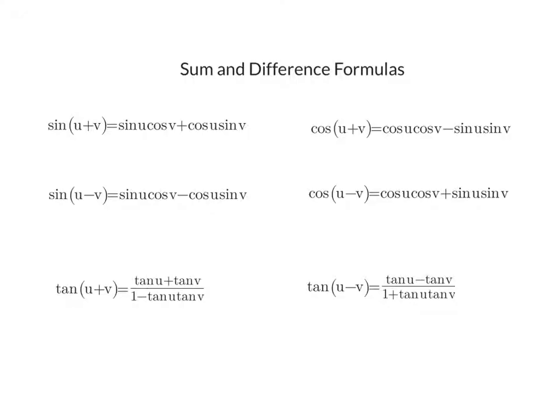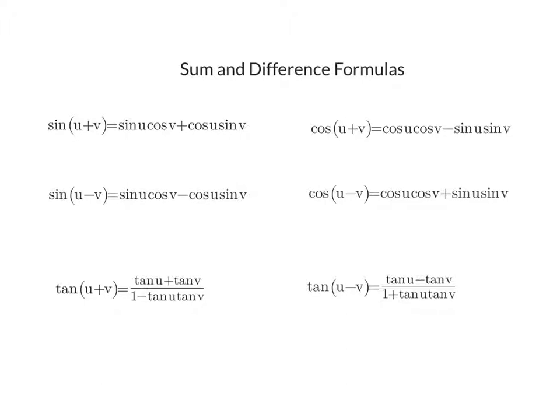So, sum and difference formulas, essentially these are the formulas. If we had to add two angles for sine, it would be sine u cosine v plus cosine u sine v. In other words, it's sine of the first angle times cosine of the second angle plus cosine of the first angle times sine of the second angle. You guys can see all the rest of them, so I won't really explain them, but if you see u and v, u just means the first one, v means the second one.